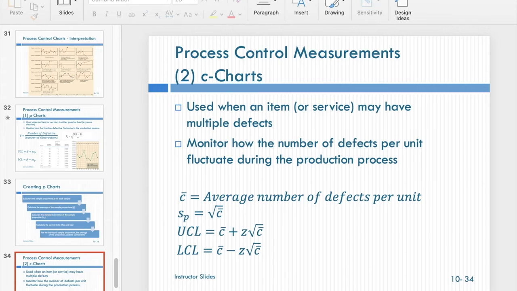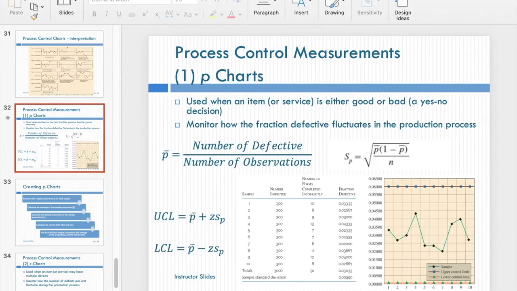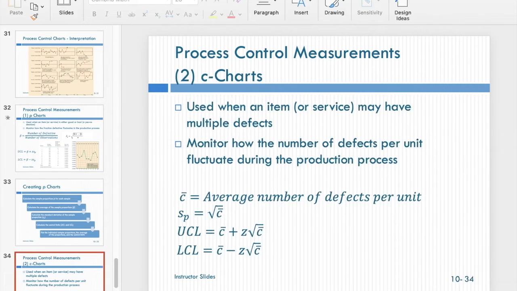Based on your test, you can calculate for every unit how many holes you have, and in total within these 300 units how many holes you have. To calculate the average number of defects per unit, you use the total number of defects within the sample divided by the sample size. That is C bar. And SP this time is different. In the P chart, SP is that equation, but to measure the average number of defects per unit, SP is equal to the square root of C bar.